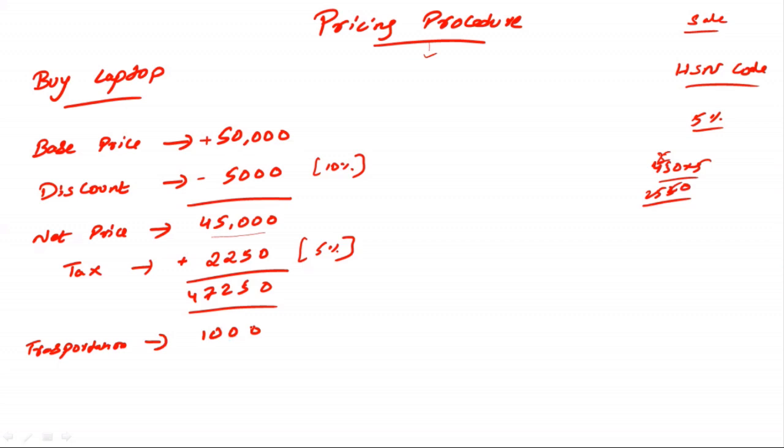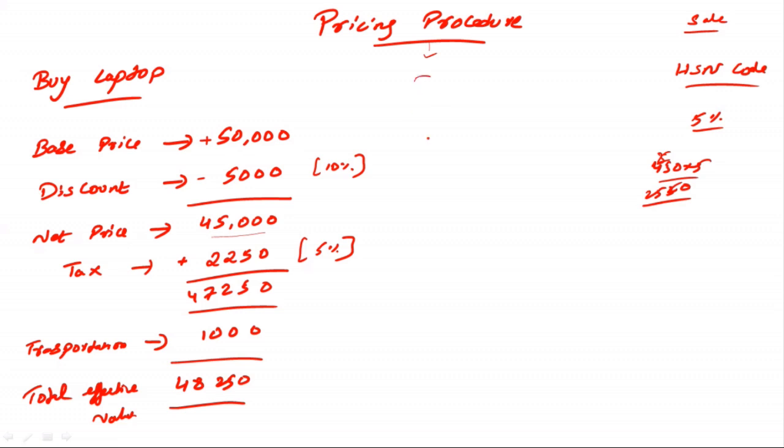Okay, adding this 1,000, your total price comes to 48,250. This is the total effective value. So post all the calculation, the total value of the laptop, or the effective value of the laptop, in the SAP terminology, will be 48,250 with the discount, tax, and the transportation.